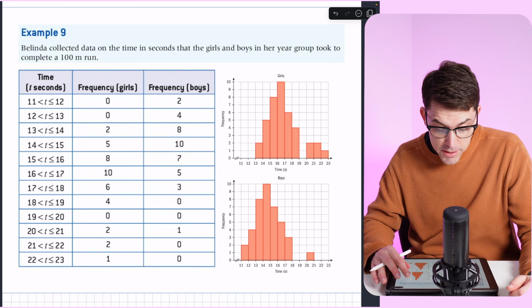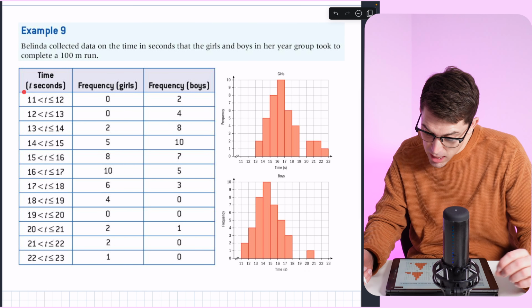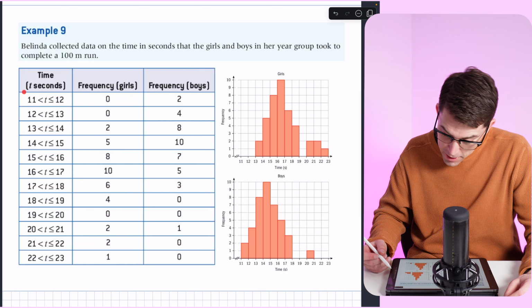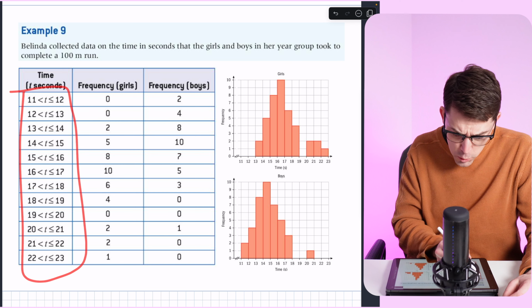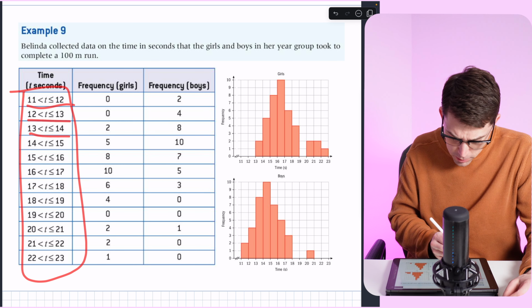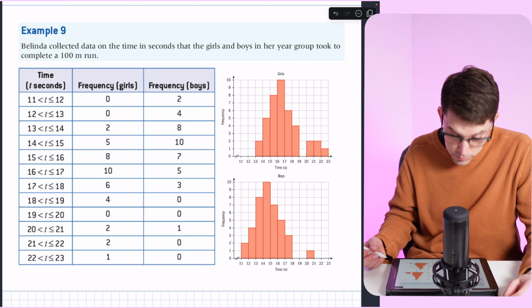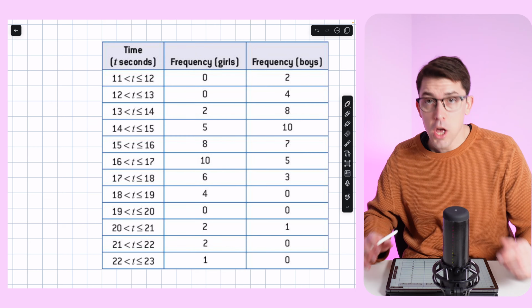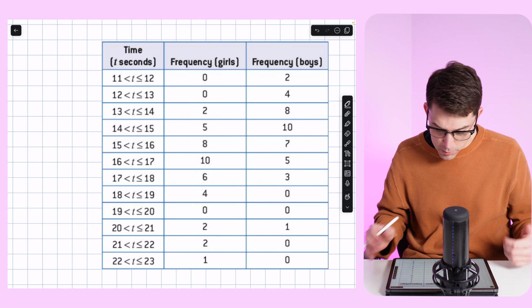All right, so let's take a look at this example right here. Someone is collecting data on the time in seconds that the girls and the boys in her yearbook group took to complete a 100-meter run. Here we have the times: between 11 and 12, 12 to 13, 13 to 14, all the way down. It's the number of girls that finished in that time, and then the number of boys. So here I have a crop out of my data table, with the girls and then the boys, with all the different frequencies and times.